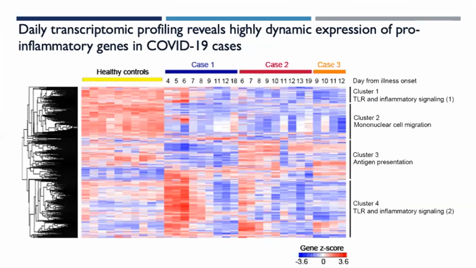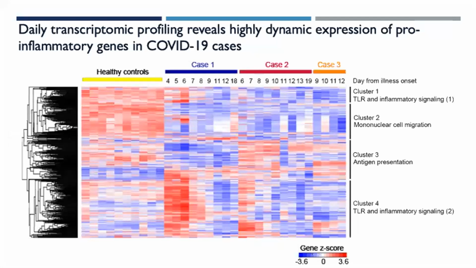This heat map was generated from unsupervised hierarchical clustering of gene expression after NanoString profiling. On the rows, we have the genes, and in columns, we have our samples. For the gene expression levels, red corresponds to high expression levels and blue corresponds to lower expression levels. We had healthy controls included in this analysis, and the labels are in yellow on the left-hand side of the heat map. Our 3 COVID-19 cases are to the right of the heat map, and below the labels for the COVID-19 cases, you'll also notice that the days from illness onset are indicated.